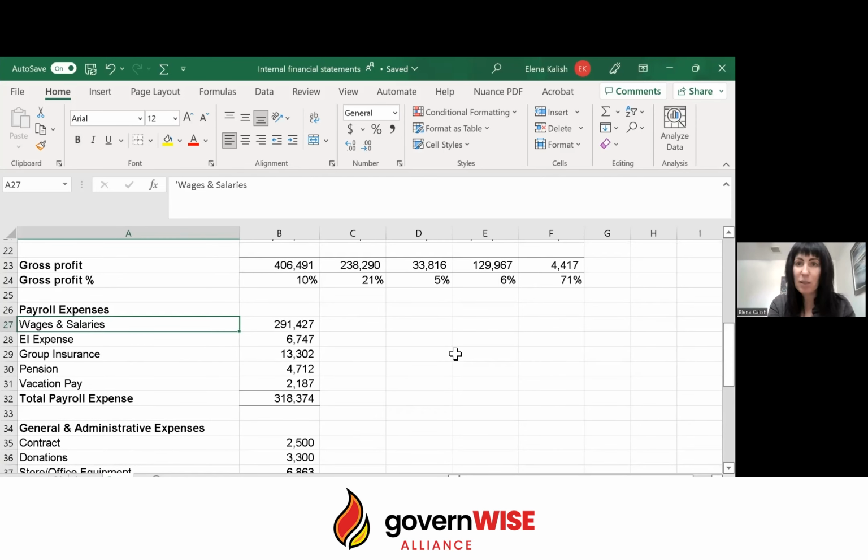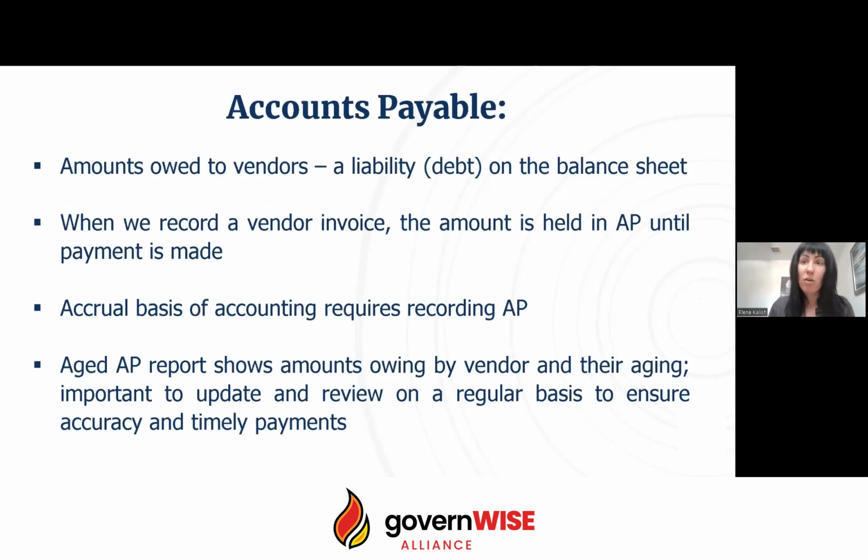When we're getting ready for the audit, our auditors are going to be all over, okay, what do you owe vendors? What expenses are not in the system yet that need to be there? And then another tool that we have based on our accounts and records is what's called the Aged Accounts Payable Report. So this is a summary report that shows amounts owed to different vendors, including the aging, how old those amounts are. Okay, it's important to review that on a regular basis.